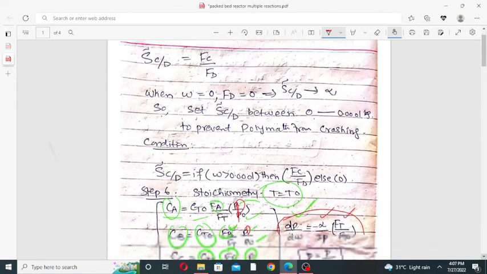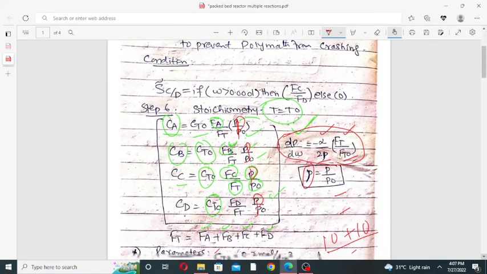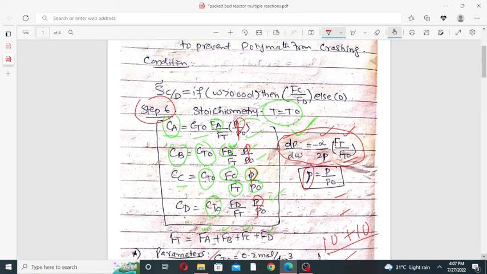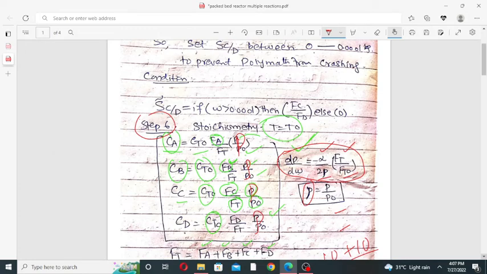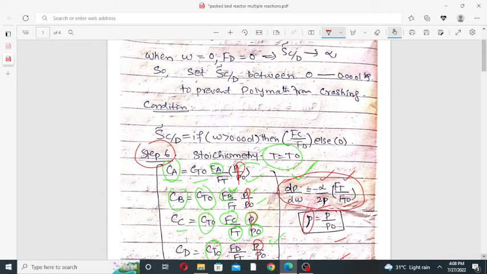So after step number 6, we will combine all steps number 1, 2, 3, 4, 5 and 6, and we will put these differential equations into Polymath or some other ordinary differential equation solver. So we will get the relationship between the weight of catalyst and flow rate inside the packed bed reactor.